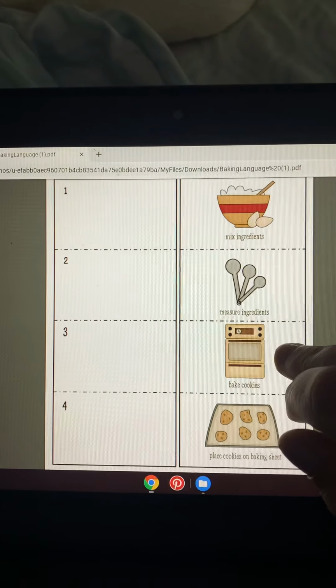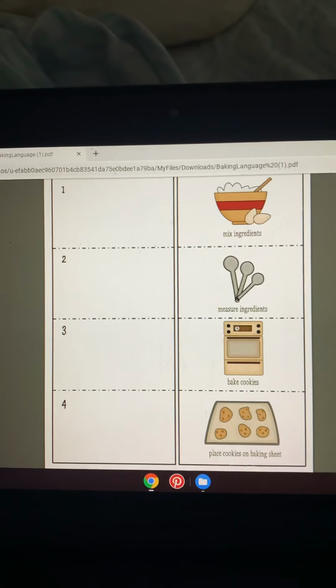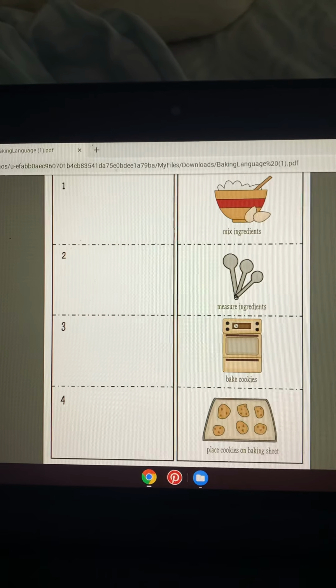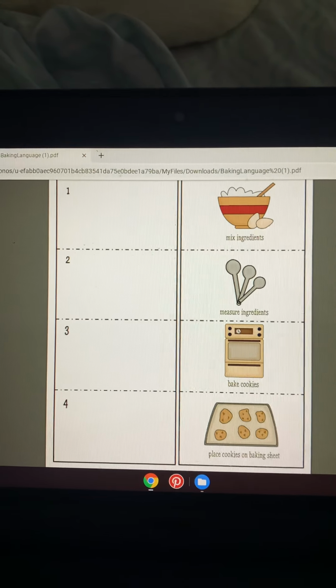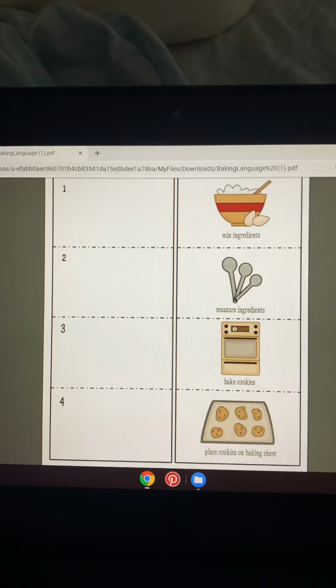So we're going to work on sequencing. It's important to know what order things happen in. That way we can talk about what happens first, what happens last, when things happen, why they happen, and what we're going to use this with baking.